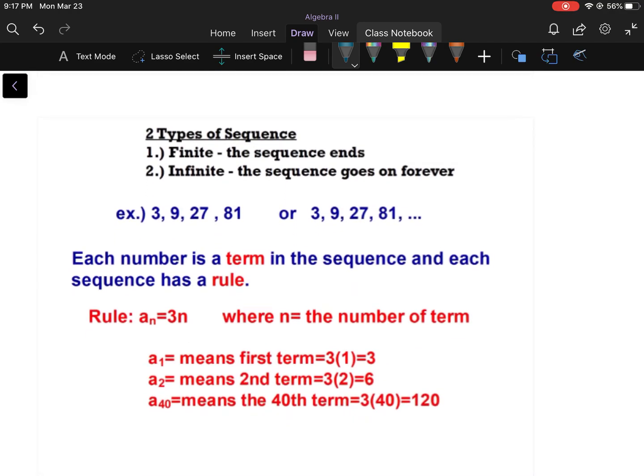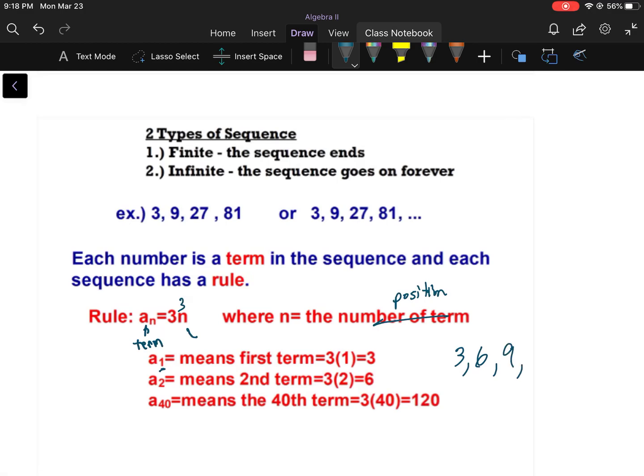So a with a little n, I call it a sub 1. This is talking about the term you would get if you put in some position. I shouldn't say number of term, a better way of putting it would be position. So a with the little 1 means I want the first term or the first position. So I take 3 times 1, and the first number in my sequence would be 3. I put in a 2, 3 times 2 is 6, so the next one would be 6. I put in a 3, so 3 times 3 would give me 9, and so on.